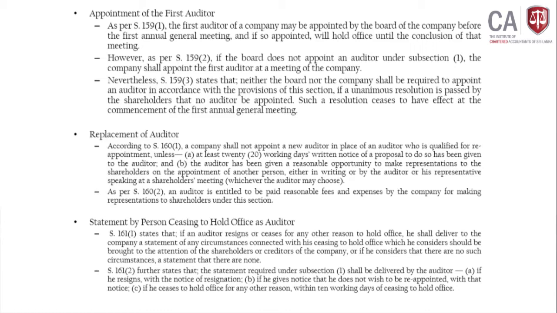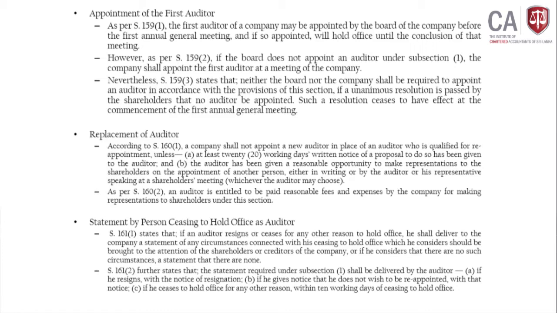However, as per section 159(2), if the board does not appoint an auditor at the initial stage, the company shall appoint the first auditor at a meeting of the company. That means if the board of directors have not appointed an auditor, then the company, that means the shareholders meeting, can appoint the first auditor of the company. So first and foremost, the duty to appoint an auditor rests with the board of directors. But if the board of directors have not appointed such auditor, then the shareholders at any of its meetings can appoint the auditor before the first AGM.